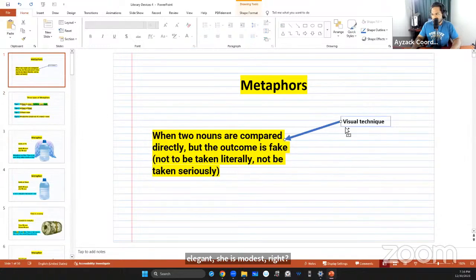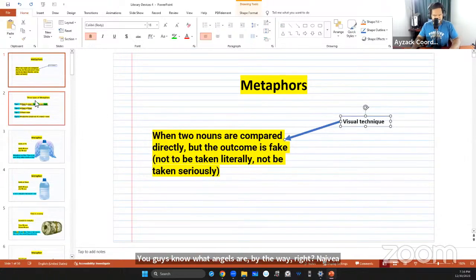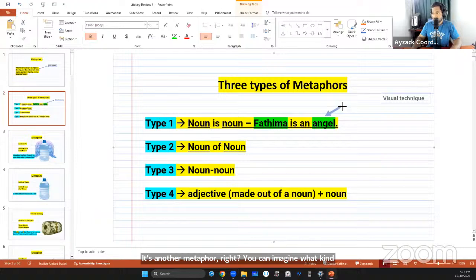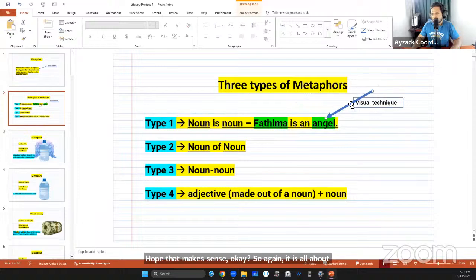Now, if I say that Fatima's mother is a Hitler, it's another metaphor, right? You can imagine what kind of a mum Fatima's mum is. If you say that Fatima's brother is a donkey, yes, you can visualize what kind of a person Fatima's brother is. Hope that makes sense. So again, it is all about understanding the fundamentals of these techniques.